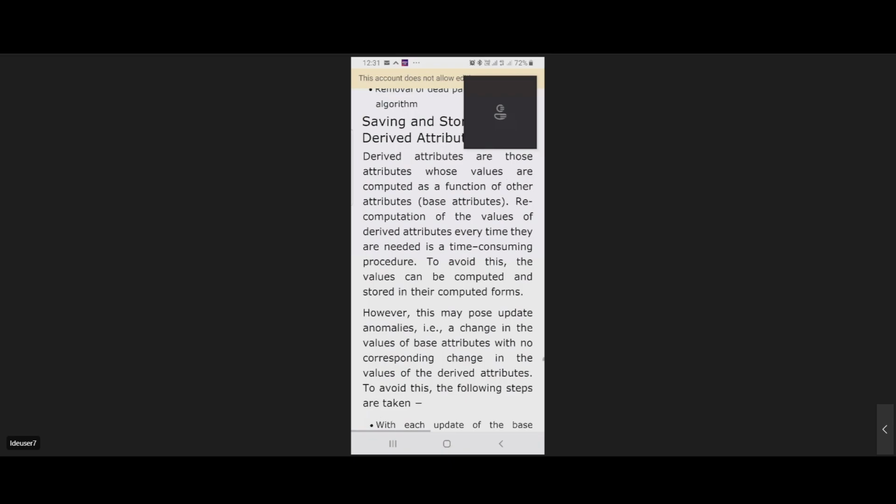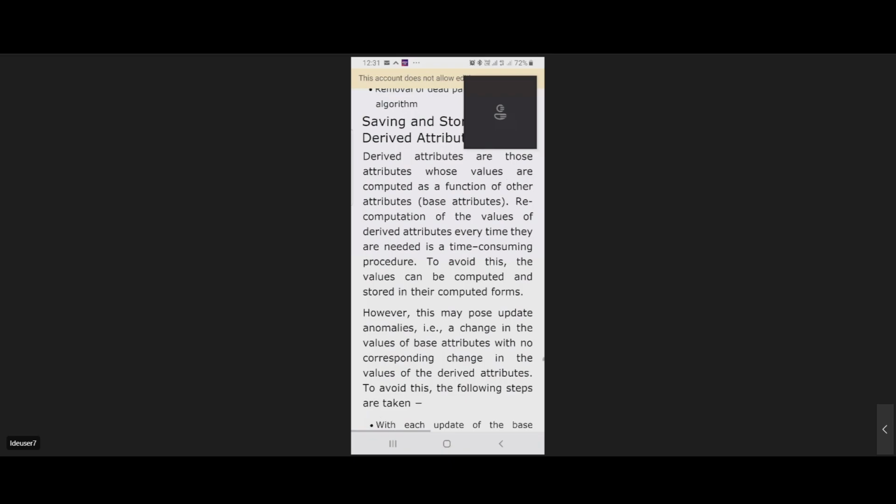So, the following steps are taken. With each update of the base attribute value, the derived attribute is also recomputed. Or all the derived attributes are recomputed and updated periodically rather than after each update.